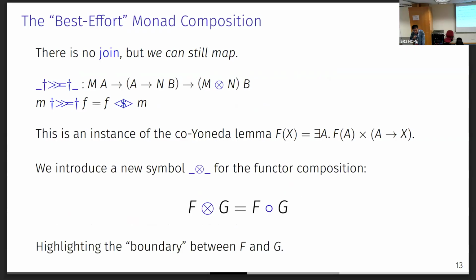And here we introduce this new symbol O times, which is exactly the same as the regular functor composition. So F O times G is just F composed with G. But we use this symbol to highlight the boundary between the two functors. So on the left-hand side of this operator, it's the effect for the forward direction. And on the right-hand side of this operator, it's the effect for the backward direction. So we make this clear by using a different symbol.